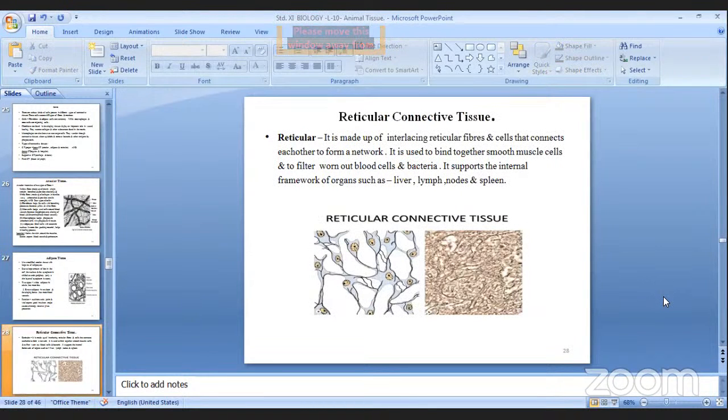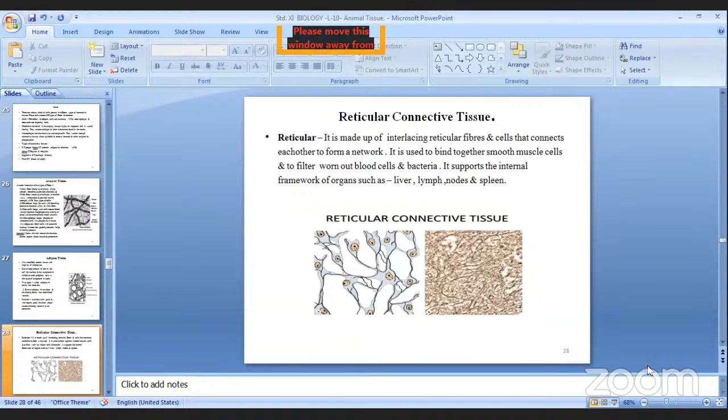Next comes the reticular type. The first one we studied was areolar, then adipose, and now the third one is the reticular connective tissue. See, the word reticular, in botany you must also have studied reticulate, isn't it? That leaf, lamina of the leaf. What type of venation is it having, parallel or reticulate? Parallel means like jowar and all, the veins are parallel to each other.